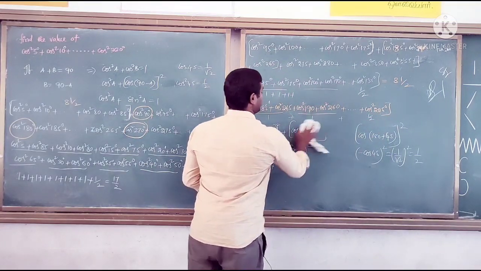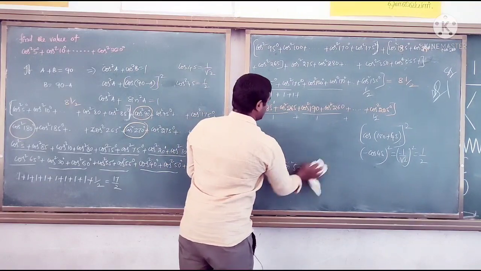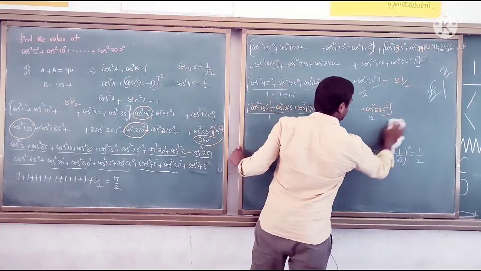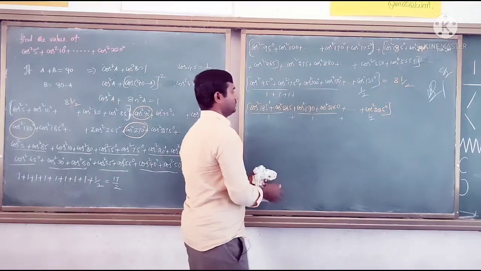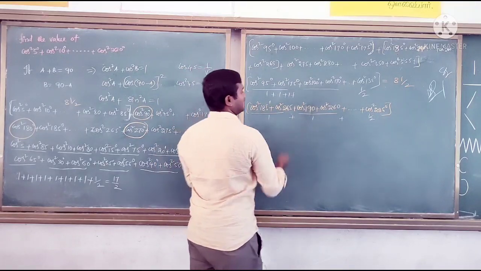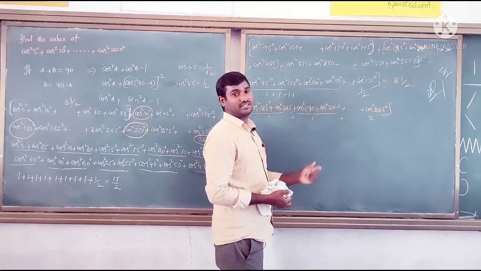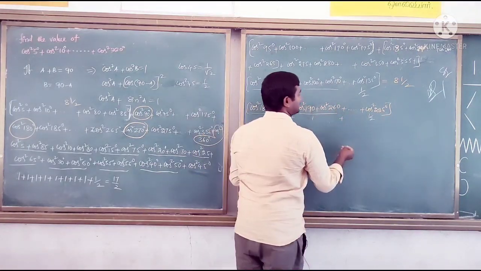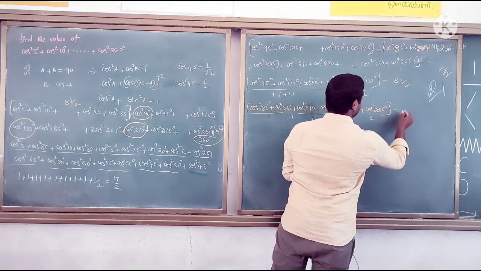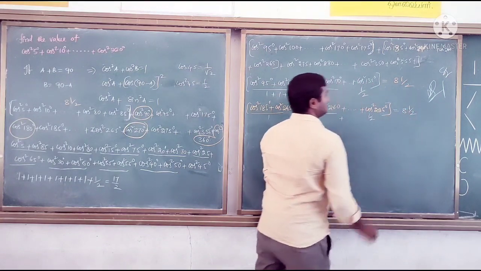Similarly, how much are we getting in this? For this also we get 1 plus 1 plus, in how many terms? How many pairs like this do we have in this expansion? So 8 only. So 8 plus half, this value is equal to 8 and a half.